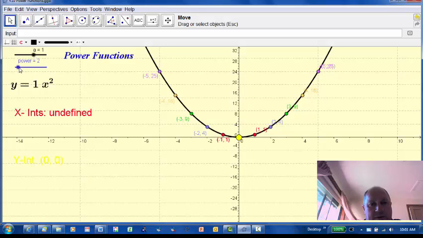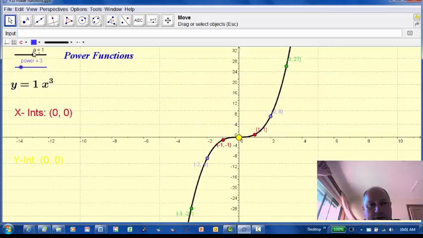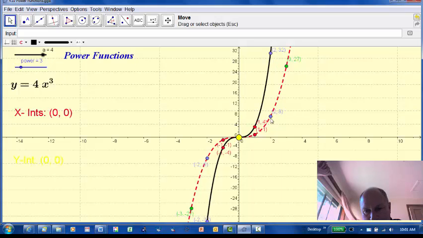The cube is going to have that bottom left to top right shape. As I increase the power of a, it's going to make the graph narrower and narrower, and you can see that's the effect it's having as I'm increasing a. The y value is dilated, stretched by whatever the value of a is. So the y value here is 8, it's now 32. This y value here was 1, and now it's 4. So negative 1, negative 4, negative 8, negative 32.